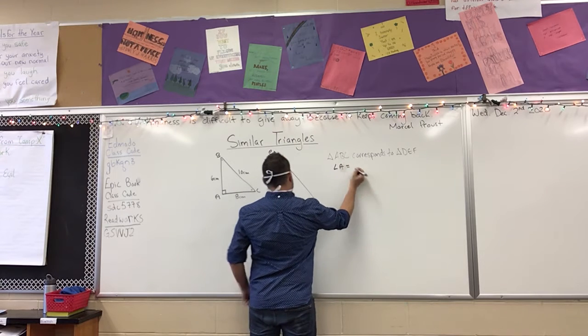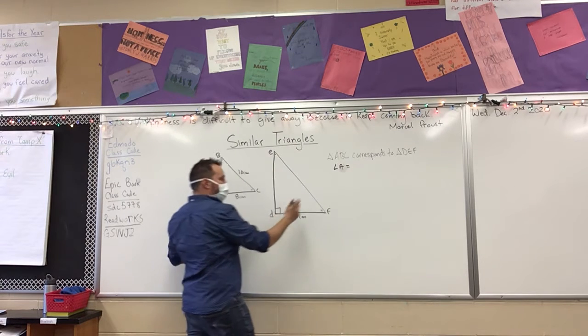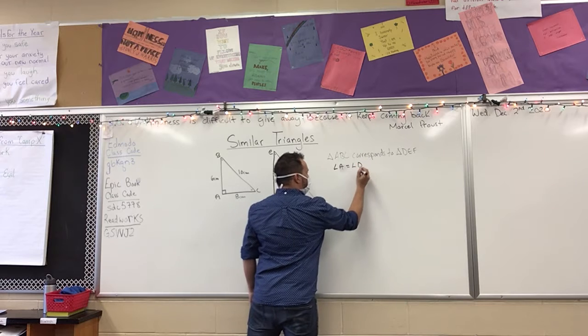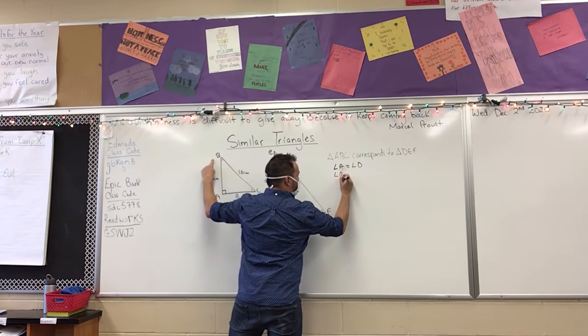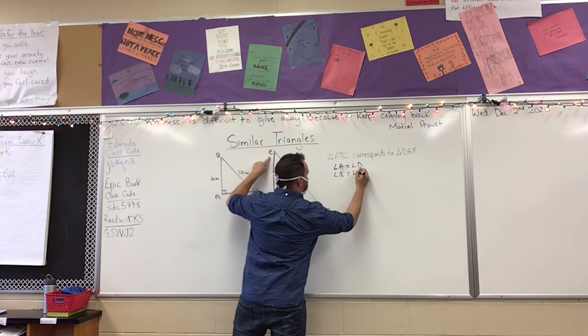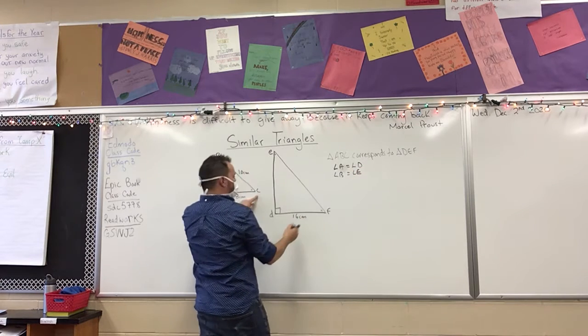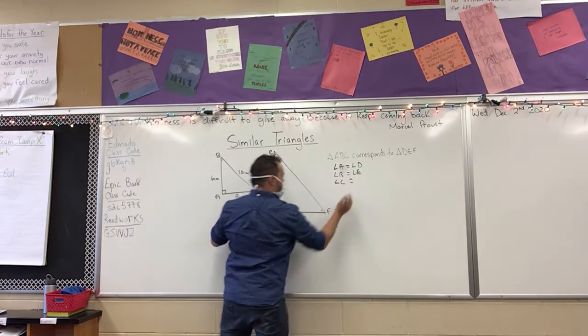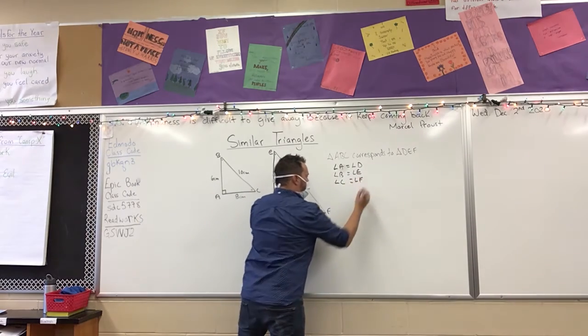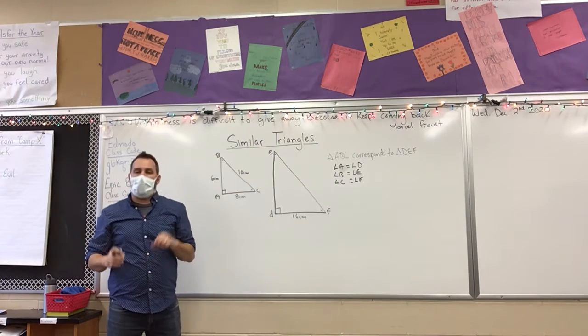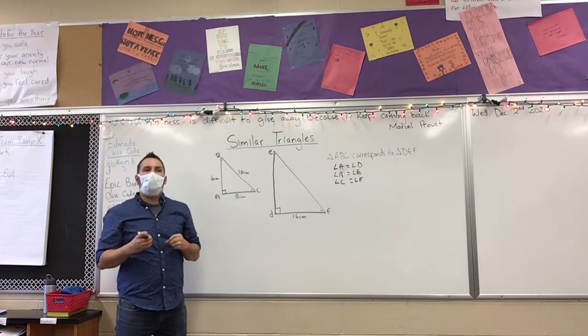Angle A equals angle D. And then we say angle B equals angle E. And finally, angle C, right here, equals angle F. So we can say that those angles are exactly the same, or they're congruent.